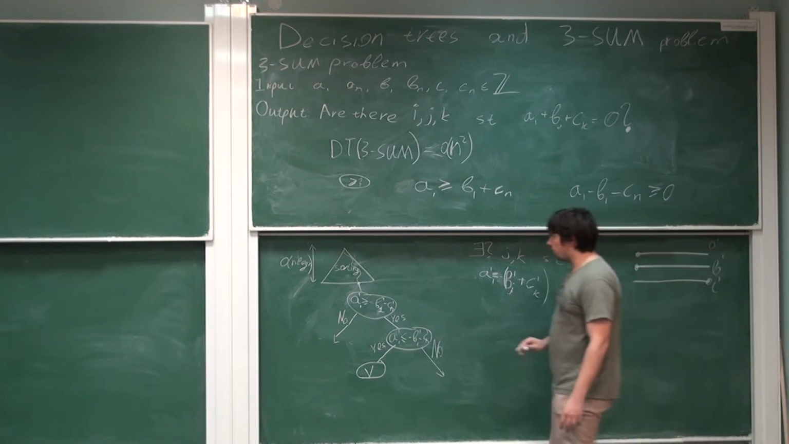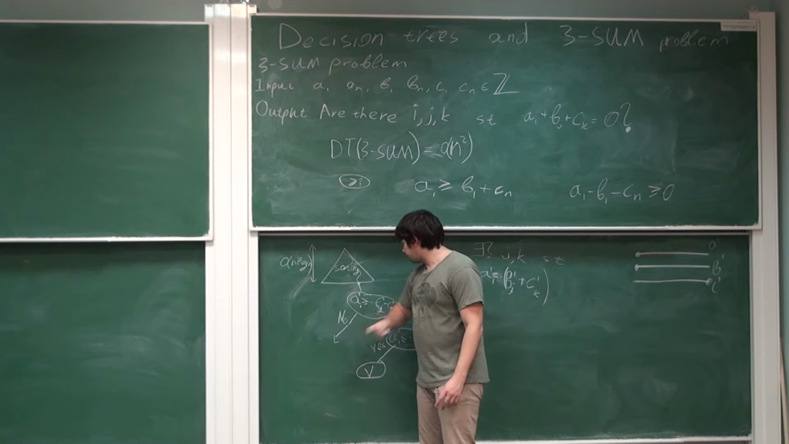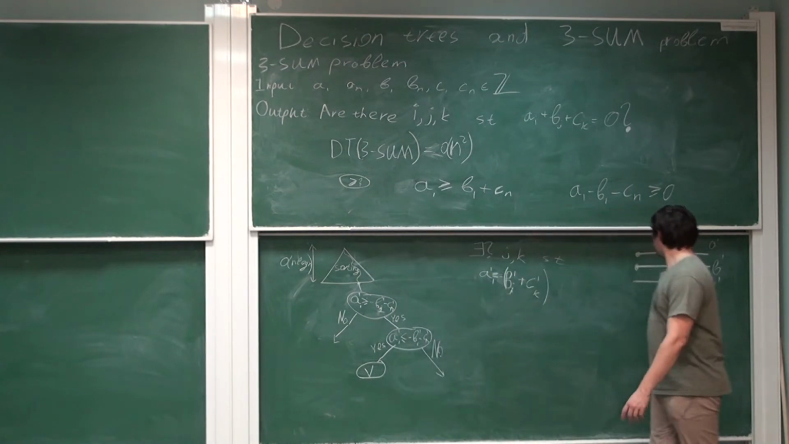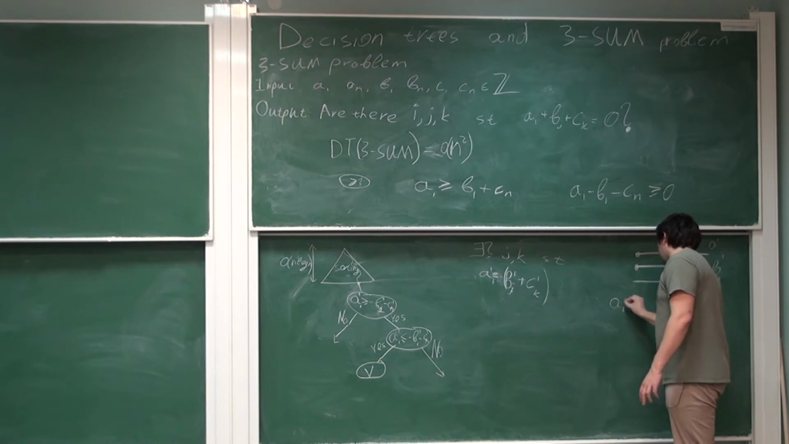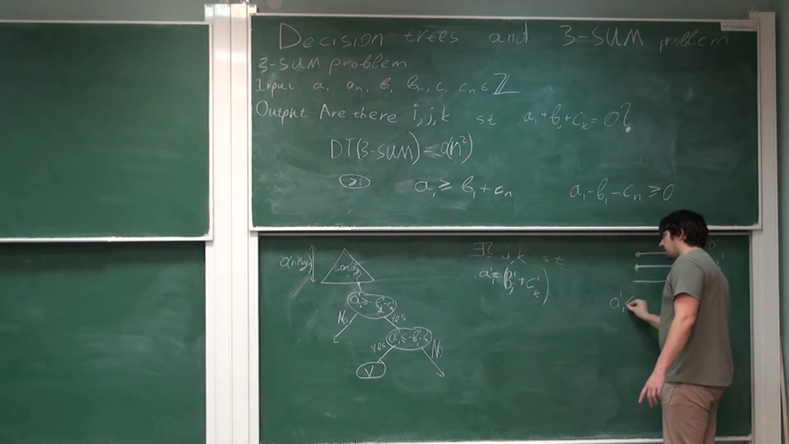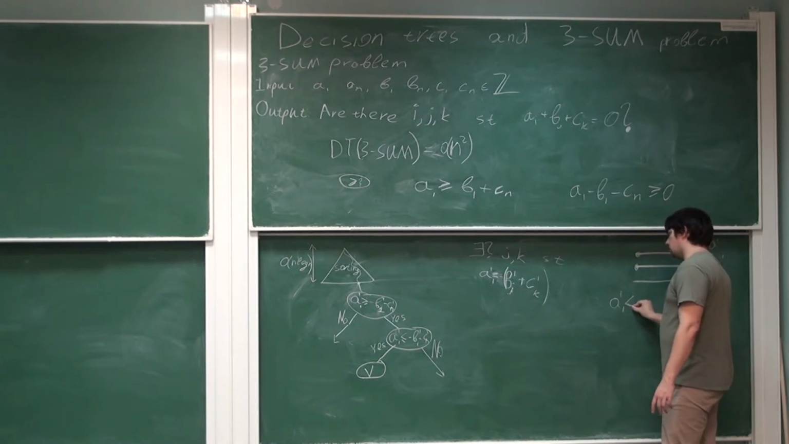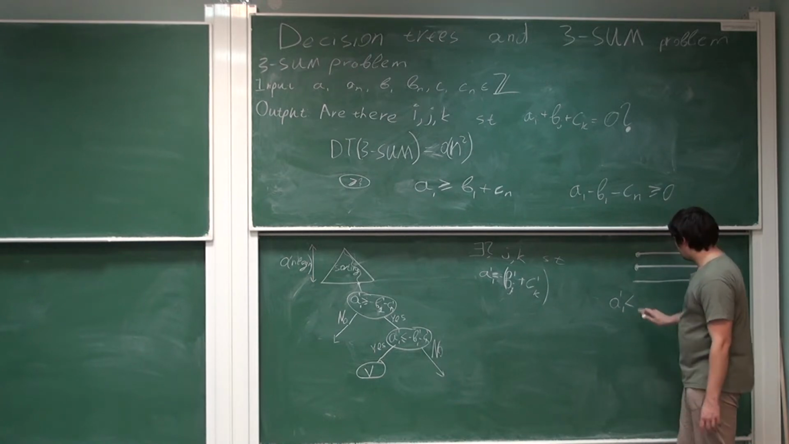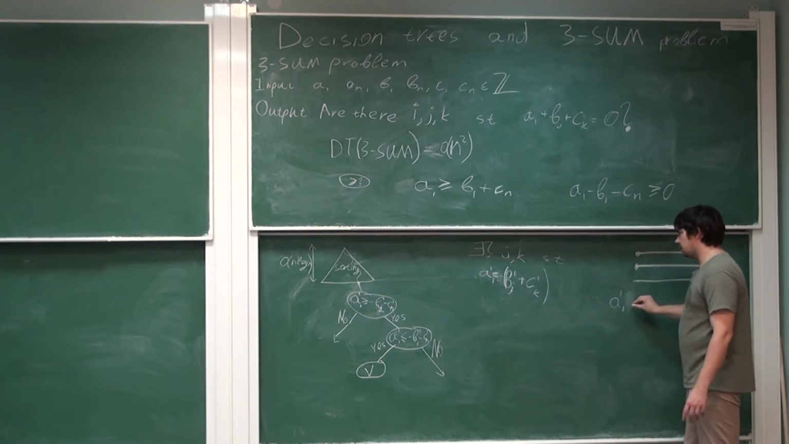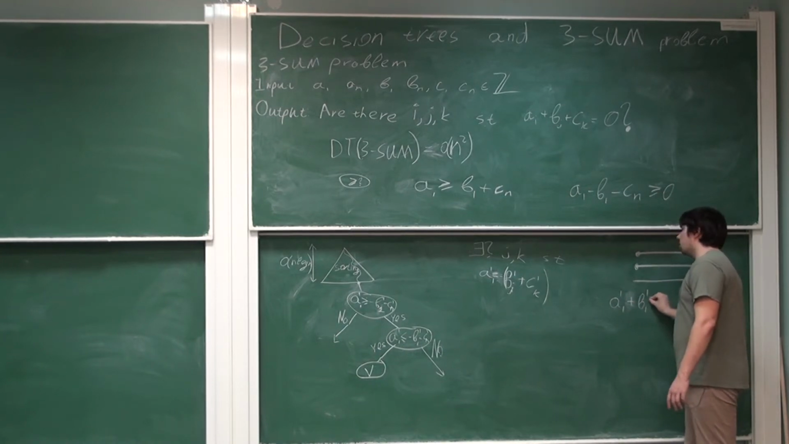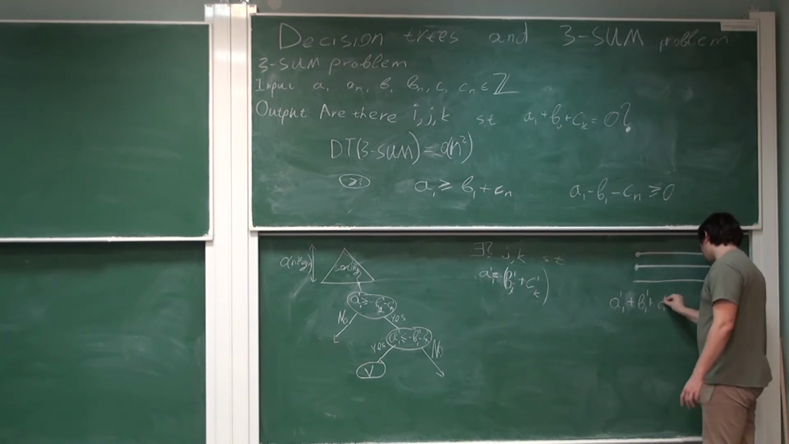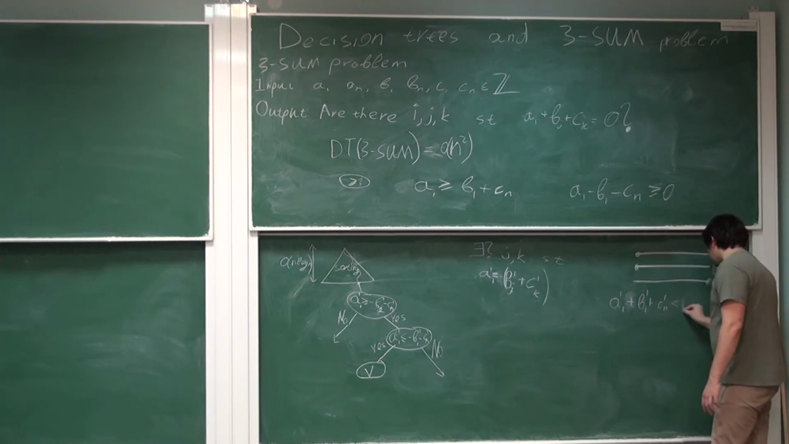So we compare this plus this plus this. And suppose we are here, which means that we now know that A1 prime plus B1 prime plus Cn prime is less than 0.